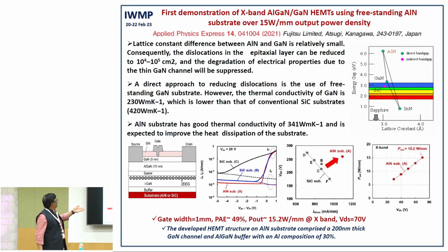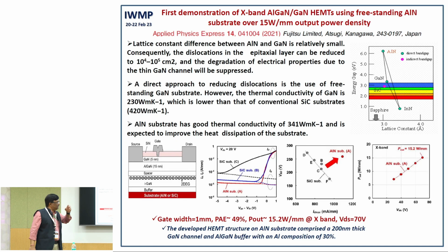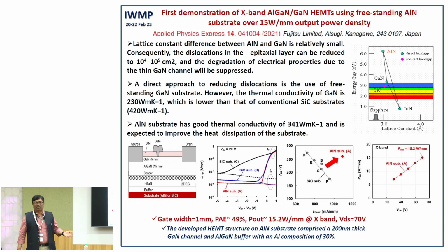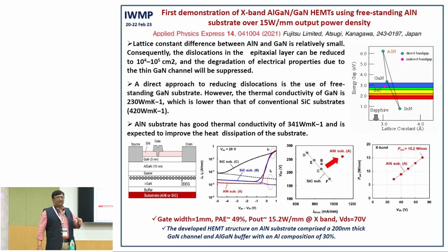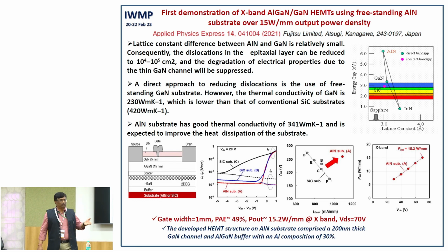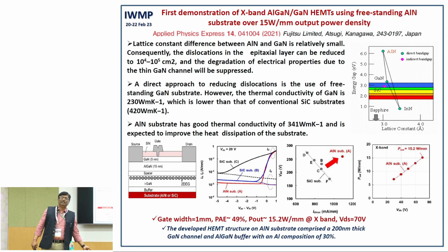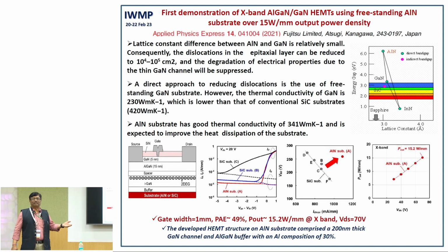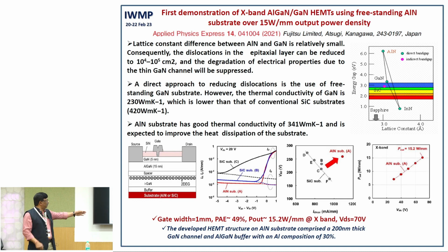And these are a few recent studies in which people are now trying to improve the performance of these devices by changing the substrate. Silicon carbide is an expensive substrate, but still there is scope for improvement. So, people are going for aluminum nitride substrate, because dislocation densities are reduced and you get a better layer structure that gives you better RF performance. The best performance reported is 15.2 watt per mm in X band.